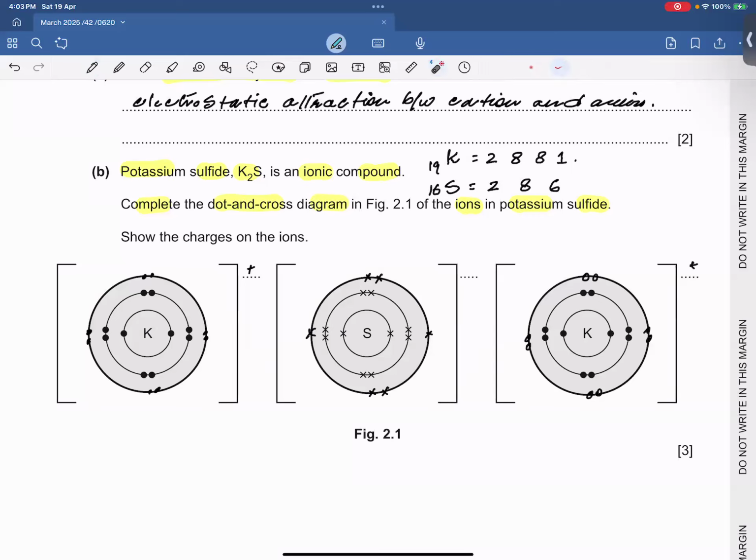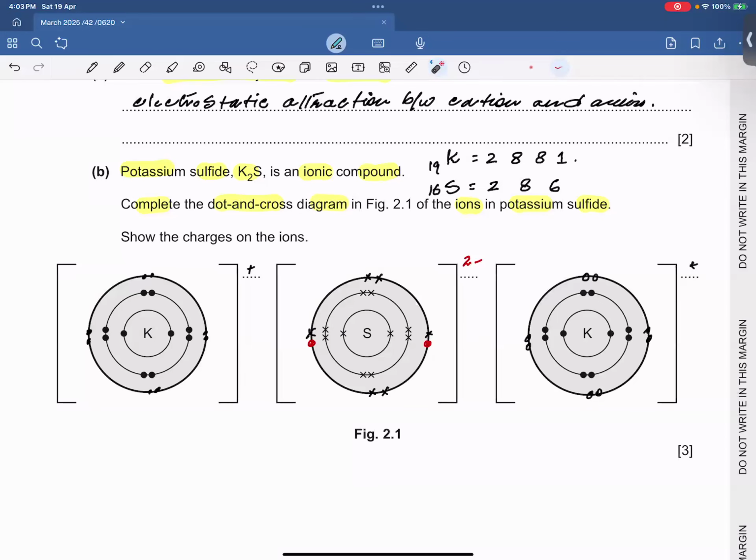So this potassium lost 1 electron from its valence shell. So this potassium's 1 electron is transferred to sulfur. This potassium's 1 electron is also transferred and sulfur gains it. So sulfur technically gains 1 electron from each potassium atom, and therefore this sulfur carries 2 negative charge because it gains 2 electrons in its valence shell. So that is the whole diagram of potassium sulfide. I hope it makes sense to you.